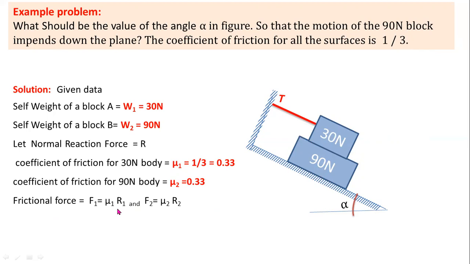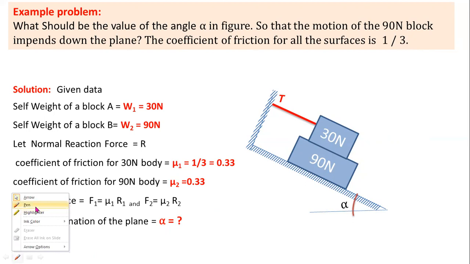Frictional force F1 equal to mu1 R1, F2 equal to mu2 R2. Alpha, angle of inclination of the plane, alpha. These are the given values. So let's consider this block as A, this block as B.